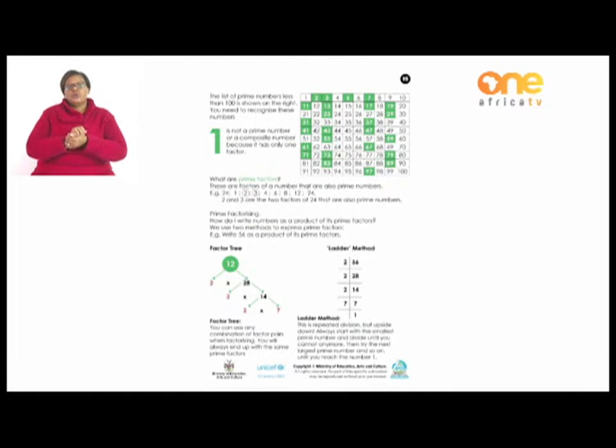To explain it in detail, as read there at the bottom, you can use any combination of factor pairs. When factorizing, you always end up with the same prime factors. The ladder method is a repeated division, but upside down. Always start with the smallest prime number and divide until you cannot anymore. Then try the next largest prime number, and so on until you reach the number 1.